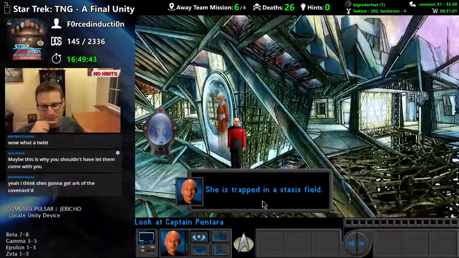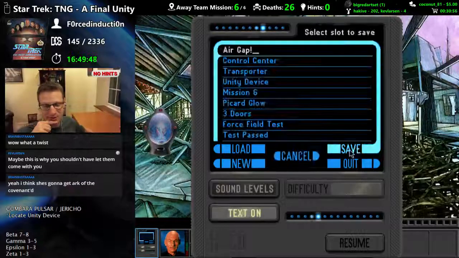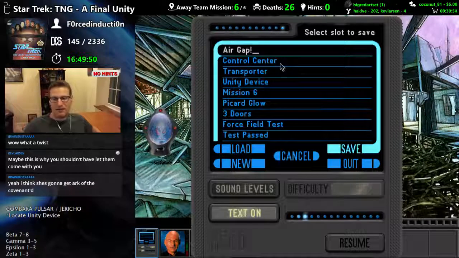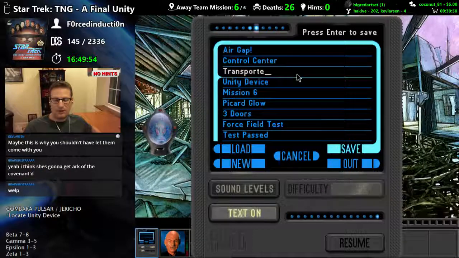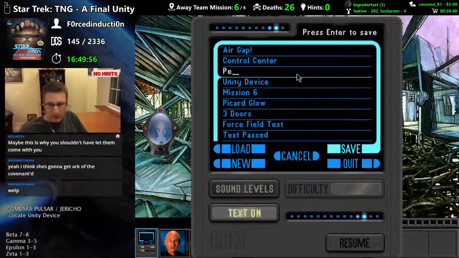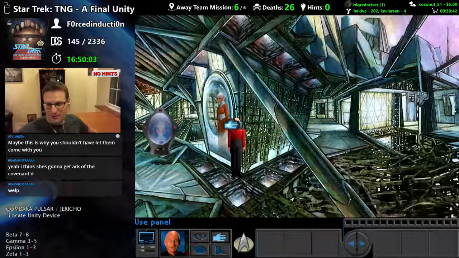She is trapped in a stasis field. Indeed. But we probably could rescue her. That's actually kind of interesting to see if we could. Let's go here. Okay, I'm actually curious, can you release her?